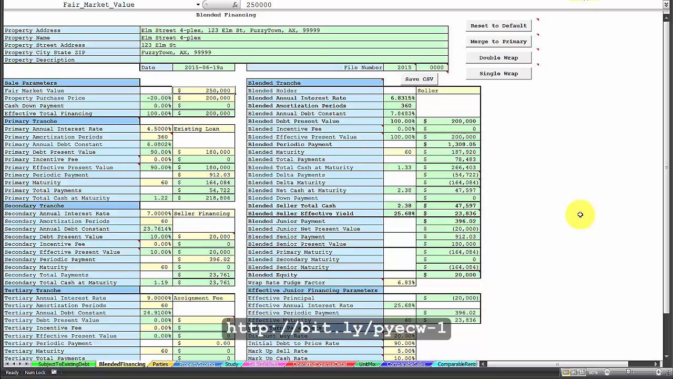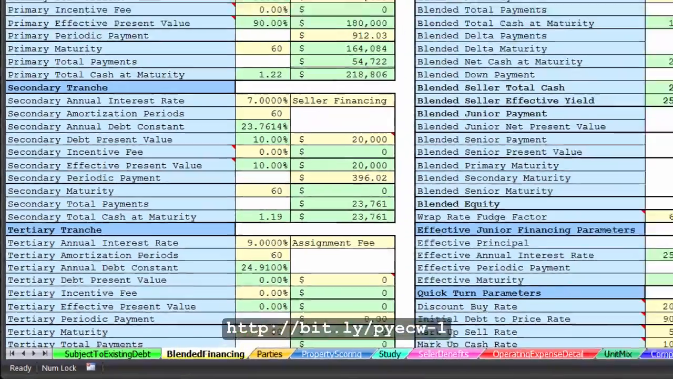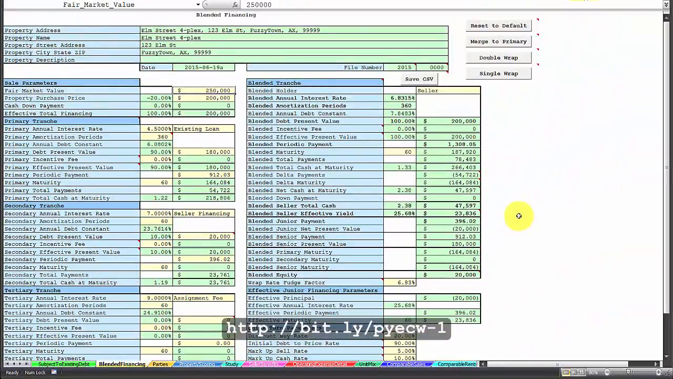This is the Subject to Existing Debt spreadsheet. I'm positioned on the blended financing worksheet. This is where you can do what-if analysis to come up with a financing structure that makes sense for you, for the seller, and for your buyer.